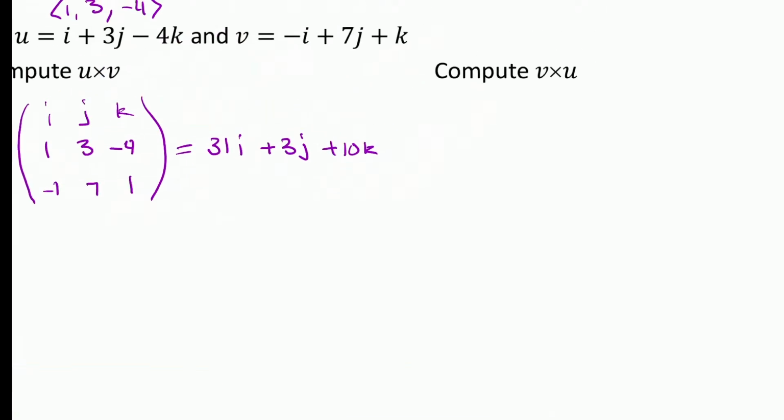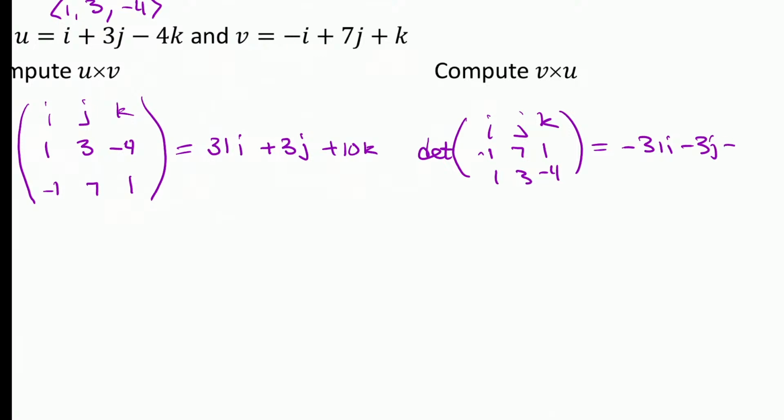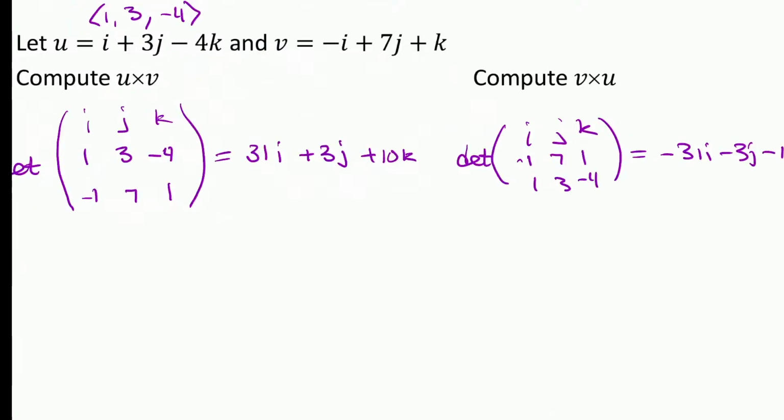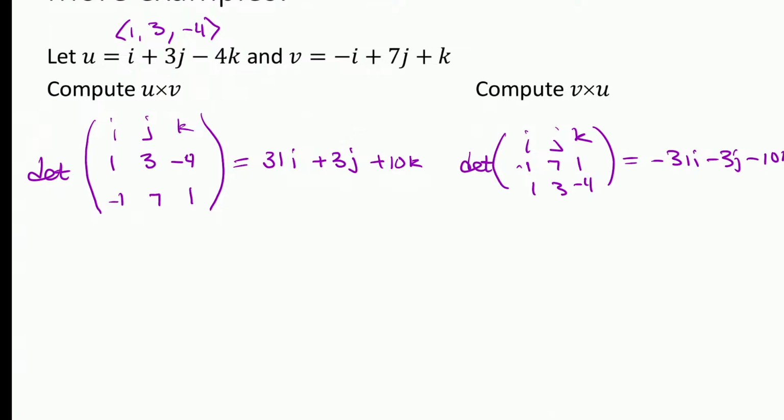So it's going to be this: i, j, k, -1, 7, 1, 1, 3, -4. I'm doing the determinant, and I got -31i minus 3j minus 10k. So this probably isn't a surprise to some of you, is that you get exactly the negative of the original when you change the order of the cross product.